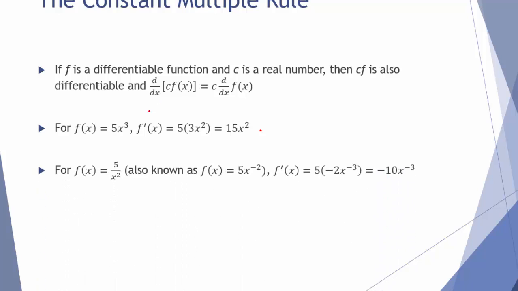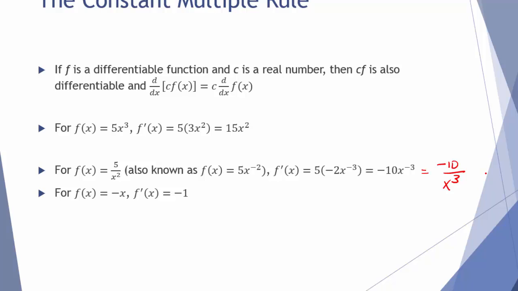For f of x equals 5 over x squared, and again, this is a ratio. We're going to need to rewrite it to understand how to apply our power and constant multiple rule. If you rewrite it, you get 5 times x raised to the negative 2. So its derivative will then be 5, constant left out, times the derivative of x to the negative 2, which is negative 2 x to the negative 3, which when you multiply the 5 times the negative 2, you get negative 10 times x to the negative 3, which is the same thing as negative 10 over x cubed, another way to write that.